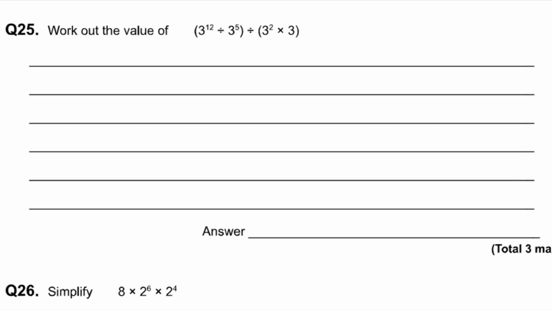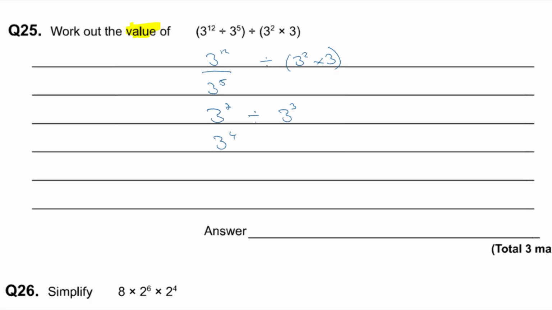I think I might write this first bit as a quotient. So that's 3 to the 12 divided by 3 to the 5. And then I want to divide it by 3 squared times 3. Let's just tidy that up a little bit. So 3 to the 12 divided by 3 to the 5, that's going to be 3 to the 12 take away 5, that's 7, divided by, and then I've got 3 squared times 3, that's 3 cubed, just combining those two together. Then I've got 3 to the 7 divided by 3 cubed, so same bases, subtract the indices, that's 3 to the 4, isn't it?